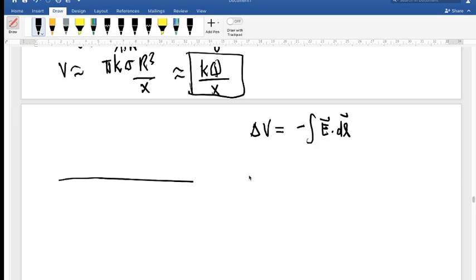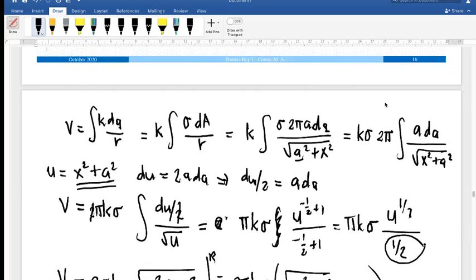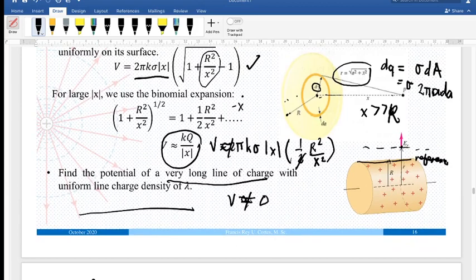So let's just calculate that one again. So what is the answer of this one? Okay, so what you're going to do is you have to take note that from the boundary, we have here R. This is the line charge, this is its axis, the axial axis of our line of charge. Okay, so this is the radius R.